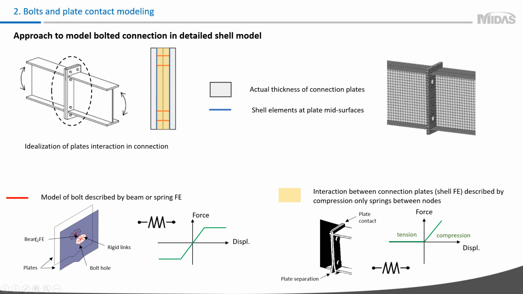In this modeling, a bolt can be modeled with a beam or an elastic link element, and contact between surfaces can be modeled with compression-only links. If plates are compressed, the link stiffness doesn't allow deformation between plates, and separation of plates can be described by zero stiffness of links.